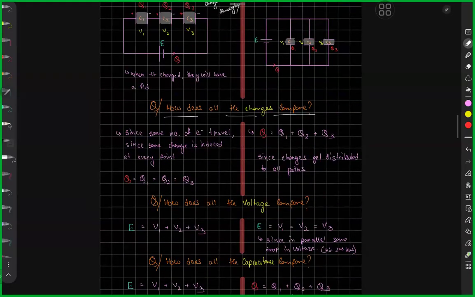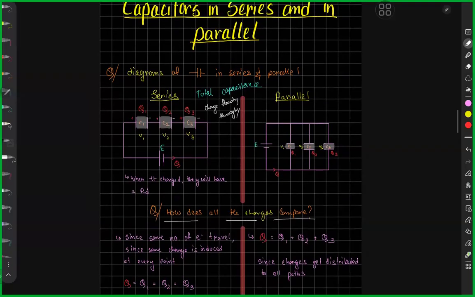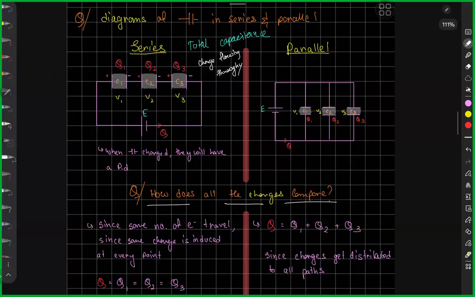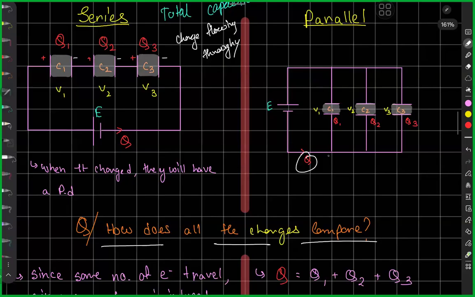Now in parallel, what happens? The opposite happens, to give you a bit of a spoiler. So I have an EMF supplied, and charge flows through. And I have capacitor 1, capacitor 2, capacitor 3. Again, I ask you guys to remember Kirchhoff's law. If Q is going through here and here, does Q get divided or no? Does current get divided? Yes or no?